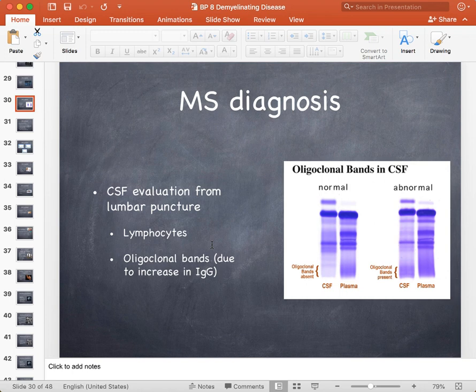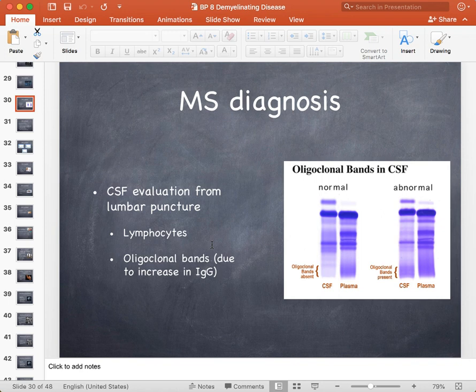Okay. And there are other rarer conditions, things like sarcoid, lymphoma, occasionally Lyme disease, that can make these bands appear in the CSF that are not MS. So ultimately, it's neither necessary nor sufficient for the diagnosis. But when you have a suggestive clinical presentation and you see oligoclonal bands in the CSF, that about clinches it. That clinches the diagnosis.